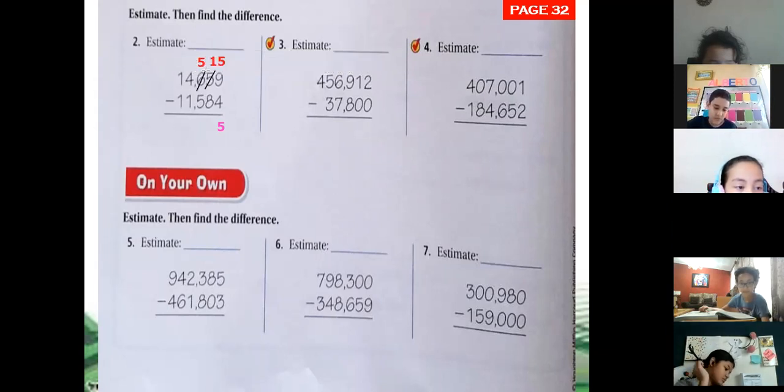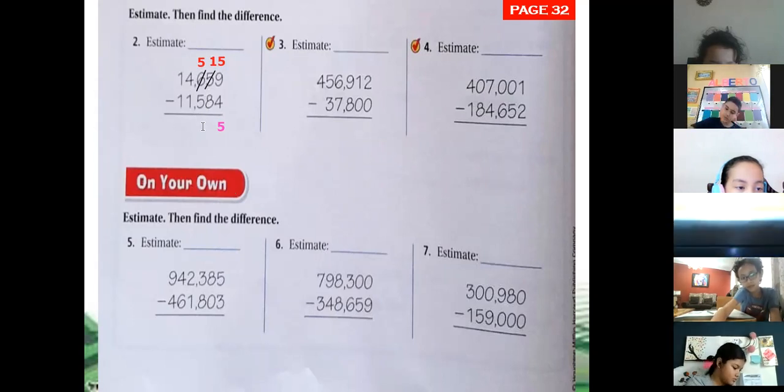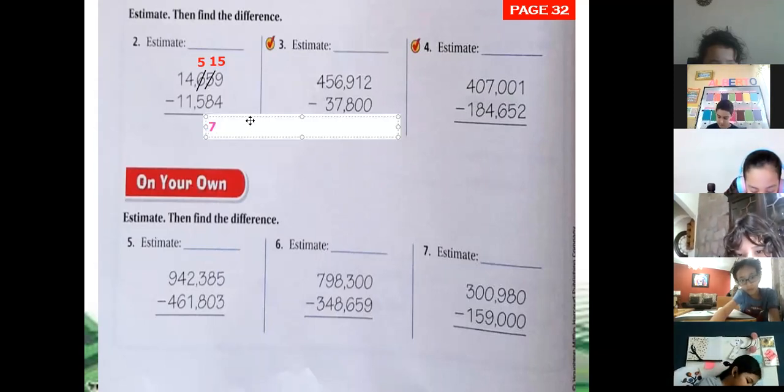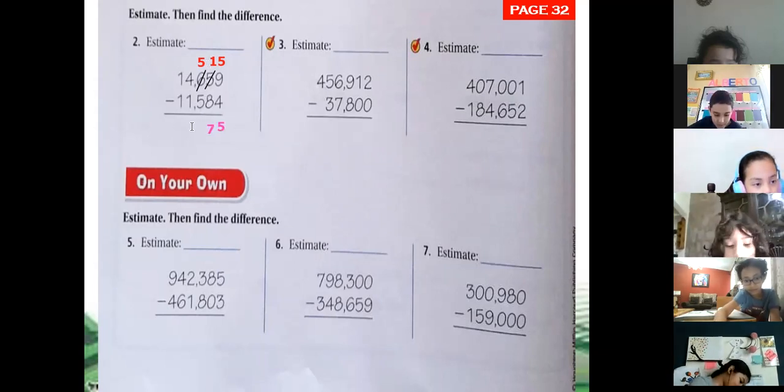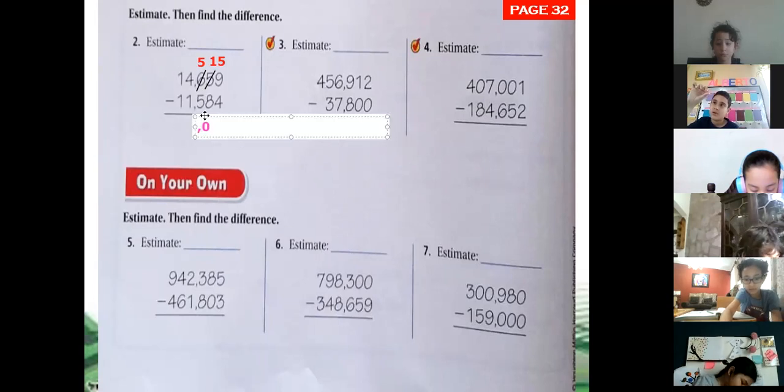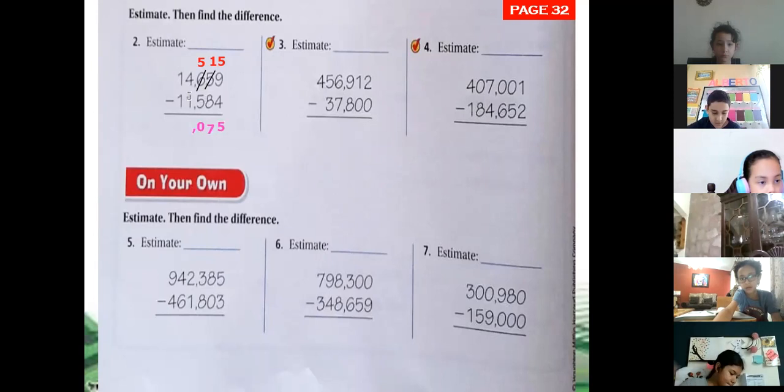So we have now 15 and 5. 15 minus 8. What's the answer of 15 minus 8? 7. That's right. 15 minus 8 equals 7. Now we have 5 minus 5. 0. That's right. We write the comma. We write the comma, remember. And we continue.